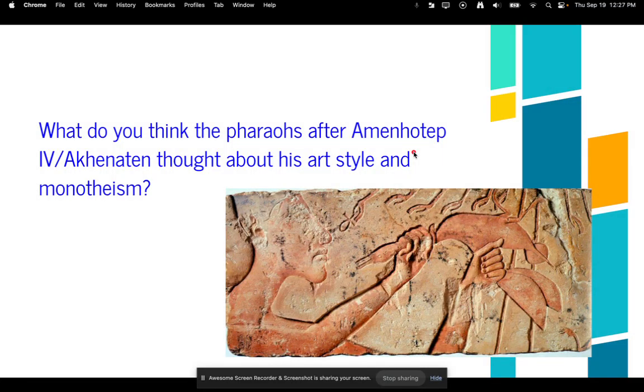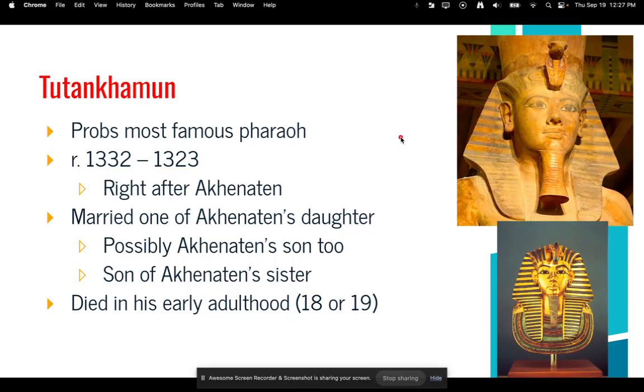So here's another good question. What do you think the pharaohs after Amenhotep IV / Akhenaten thought about his art style and monotheism? Yeah, we'll talk about that in just a second here. So let's go on to the next pharaoh who was after Akhenaten.